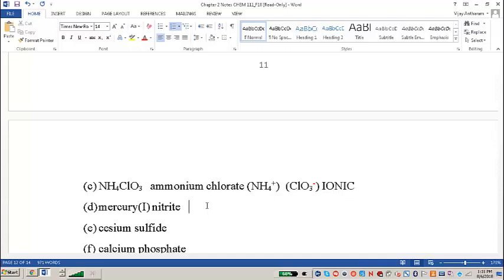Mercury 1 nitrite, so this is Hg, and it's in the +1 situation. And nitrite is NO2 minus. So do the switcheroo on that, we get HgNO2.